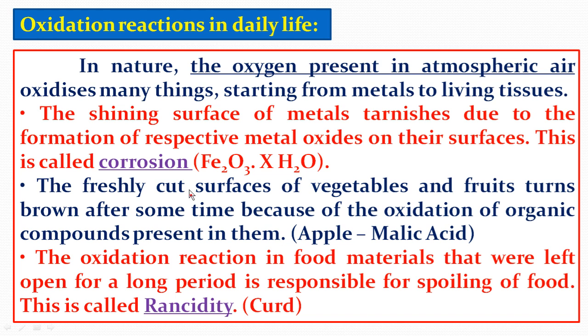The next one, the freshly cut surfaces of vegetables and fruits turn brown after some time because of the oxidation of organic compounds. Organic compounds are compounds containing carbon and hydrogen. For example, apple contains malic acid and grape contains tartaric acid. They change color because of the oxidation of organic compounds.